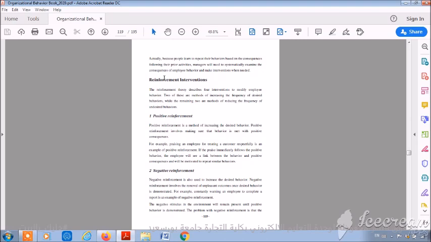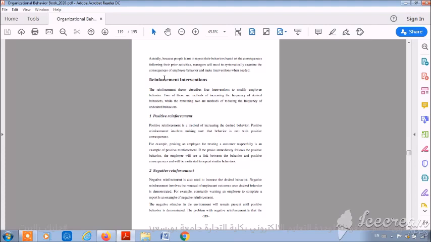First, positive reinforcement. The positive reinforcement is a method of increasing the desired behavior. Positive reinforcement involves making sure that behavior is met with positive consequences. For example, praising an employee for treating a customer respectfully is an example of positive reinforcement. So, if an employee treated a customer respectfully and you praise this behavior, this is a kind of positive reinforcement.